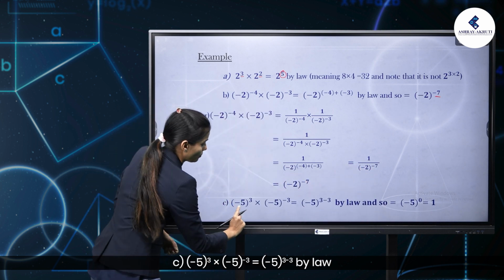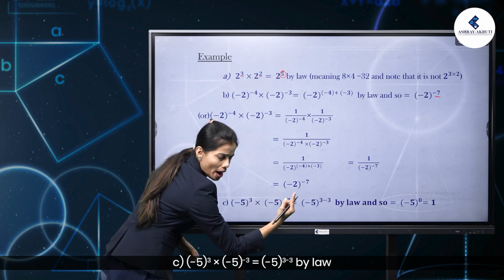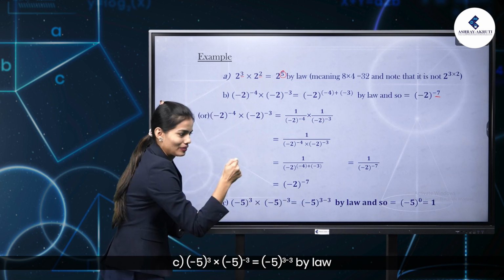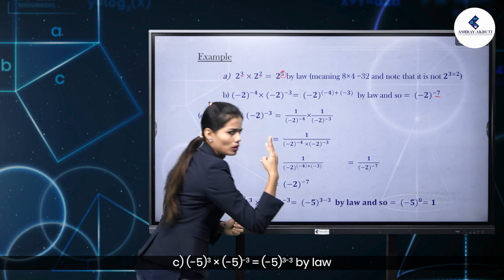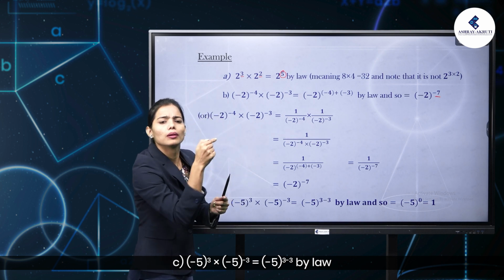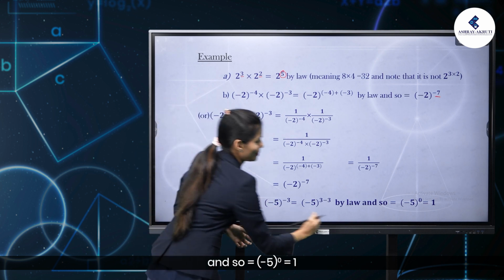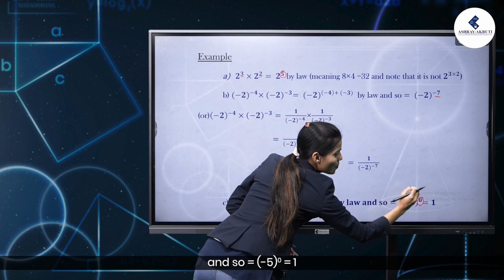Minus 5 to the power 3 into minus 5 to the power minus 3 is equal to minus 5 to the power 3 minus 3 by law, and so is equal to minus 5 to the power 0, is equal to 1.